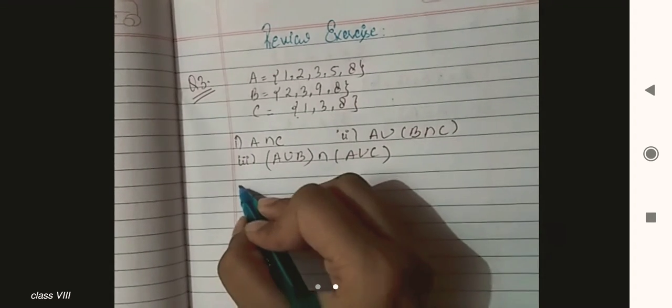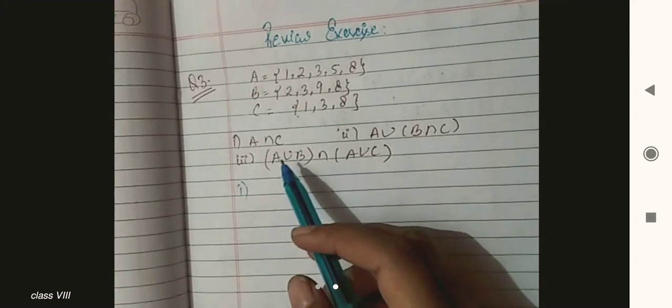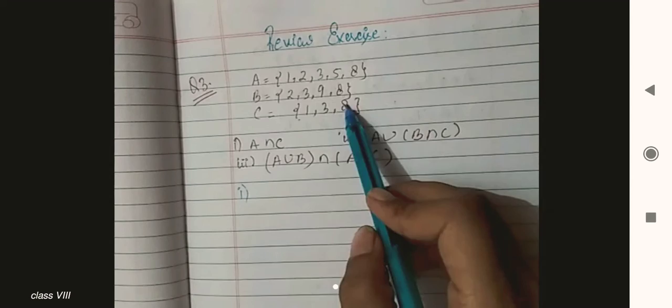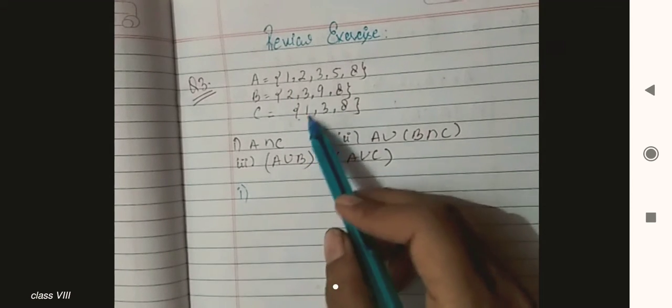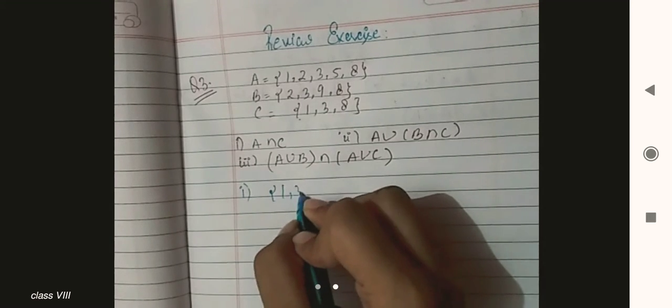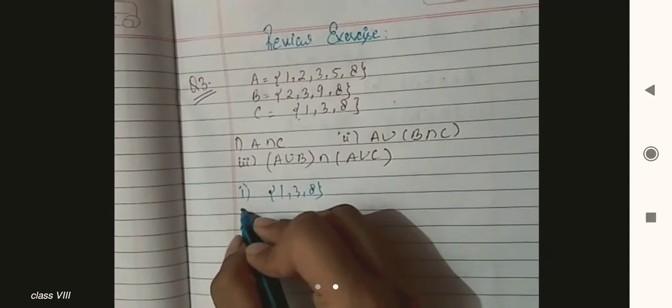A intersection C means the elements which are common in A as well as in C. A is 1, 2, 3, 5, 8 and C is 1, 3, 8. So which elements are common? 1, 3 and 8. So the first answer will be 1, 3, 8.